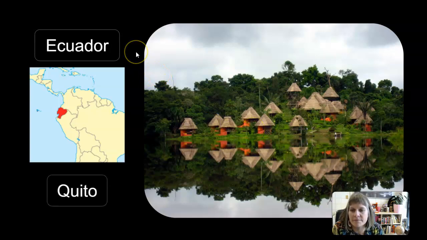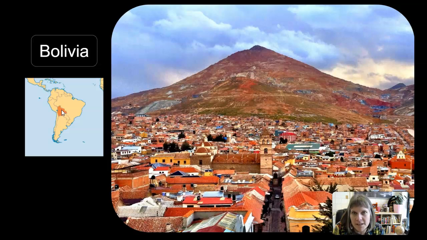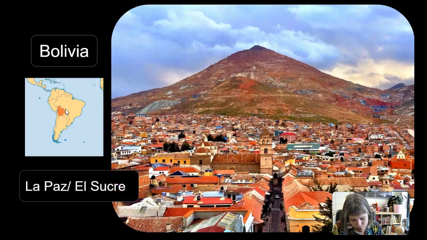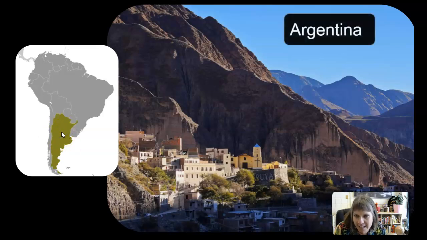Quito. Excelente. ¿Qué país? It's really the only Spanish-speaking country besides the one next to it, Paraguay, that is landlocked. It has dos capitales. Bolivia, muy bien. ¿Y las capitales de Bolivia? La Paz y Sucre, muy bien. ¿Cuál es la capital? ¿Dónde estamos? Argentina, muy bien.